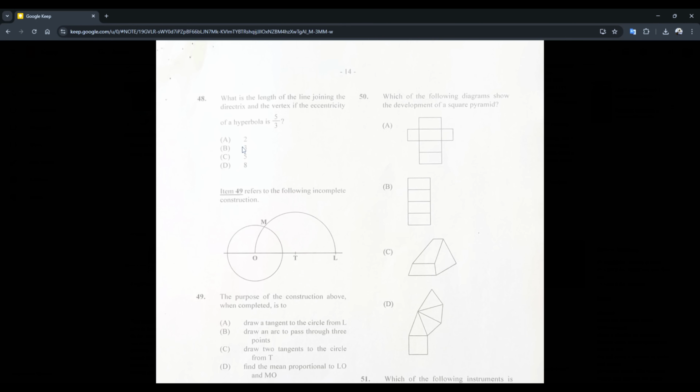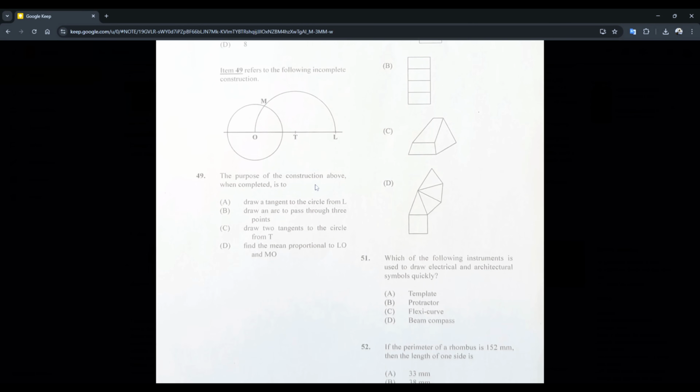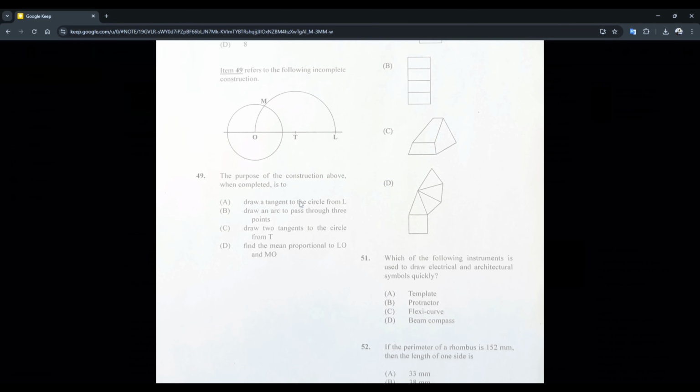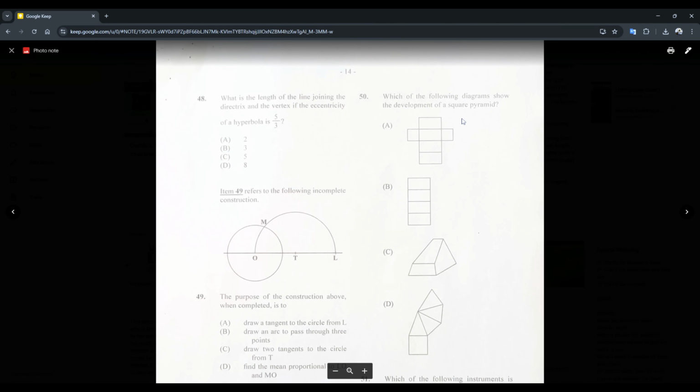So I'm going to assume that that is the answer here, but take it with a pinch of salt. Sorry if my explanation confused you, but that's what we're looking at right now. So number 48, 3. 49, the purpose of the construction above when completed is to A, draw a tangent to the circle from L, like this. 50, which of the following diagrams show the development of a square pyramid?